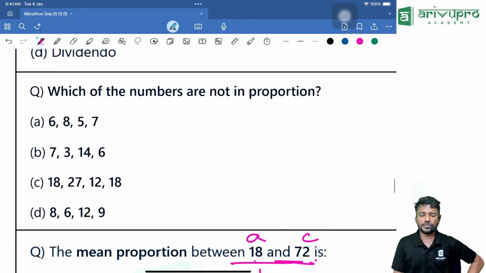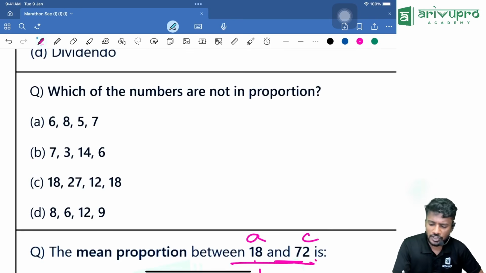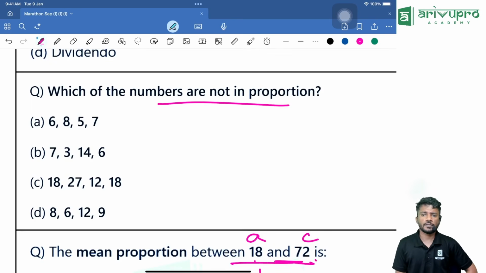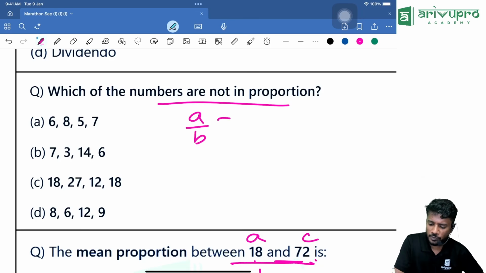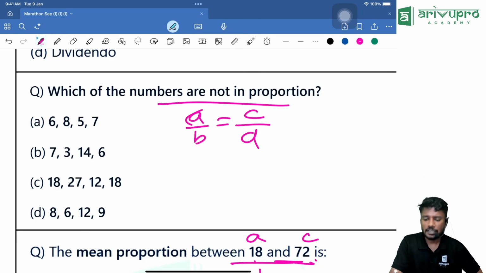Which of the numbers are not in proportion? How to know that? How to do this? First, the product of extremes should be equal to the product of means. We should take it like, for example, A by B should be equal to C by D. It should be like that.